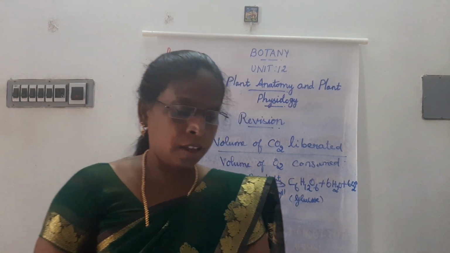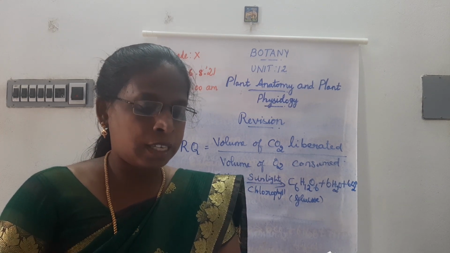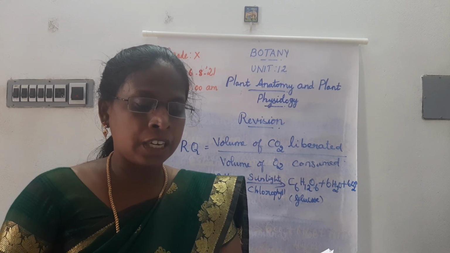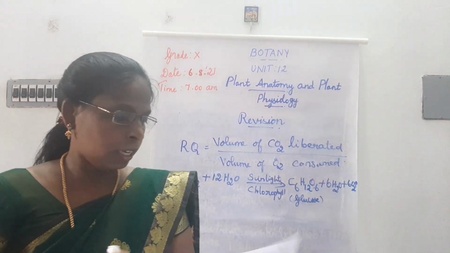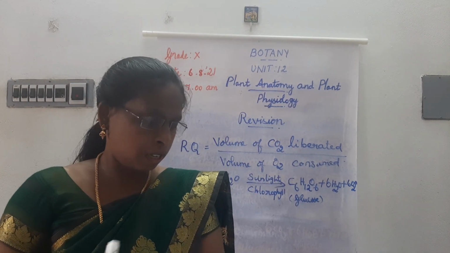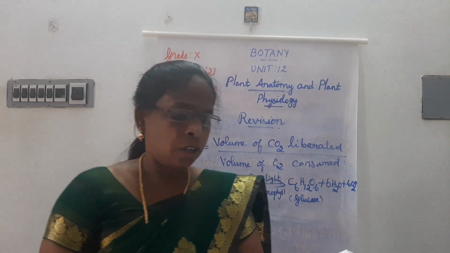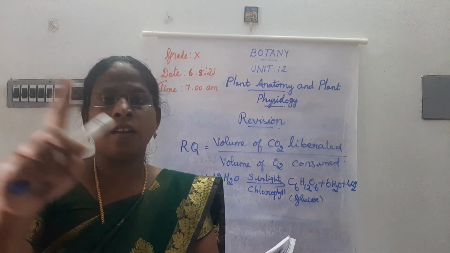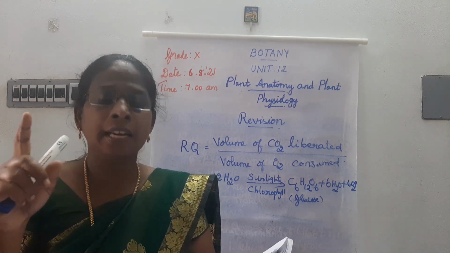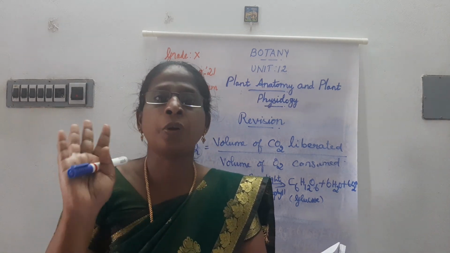Next is the long answer, detailed question. First question: differentiate the following. First is monocot root and dicot root. First we study the differences between monocot root and dicot root. In the tabular column, three headings are given: tissues, dicot root, monocot root. You have to write all three columns.